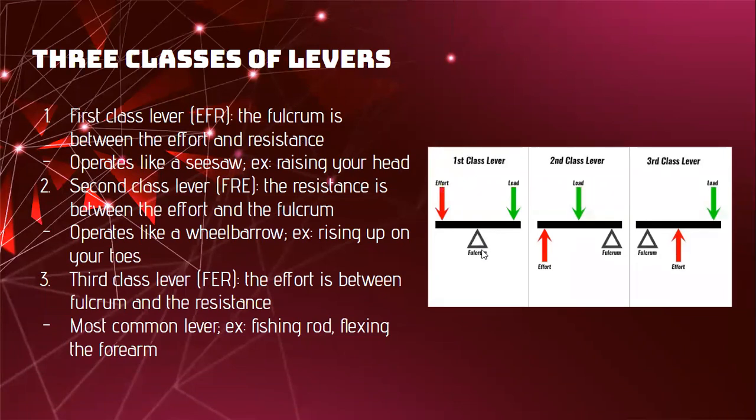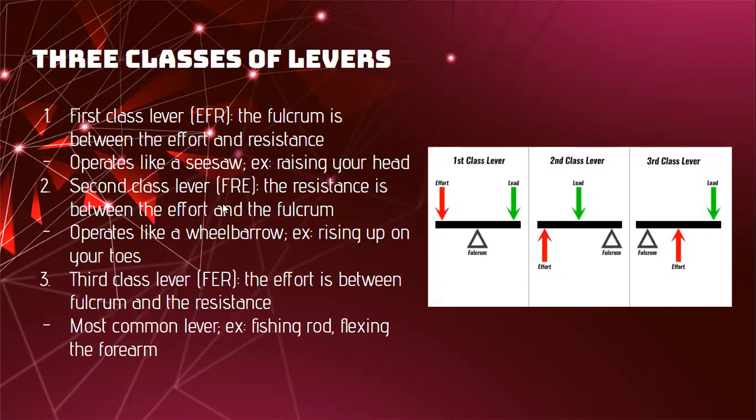First class levers are kind of nice. Remember when I said that the effort and the load are always opposite each other? Well, in first class levers, they're on the same side. They balance out the fulcrum, and it operates like a seesaw, as you can see here. You have the fulcrum right in the middle, and then there's effort coming down and there's also resistance coming down. Something like this in the body would be raising your head. If you tilt your head up, that's like a first class lever. You can do that without much resistance.